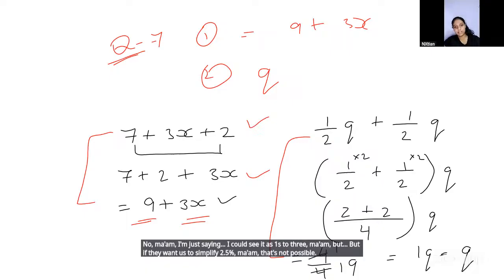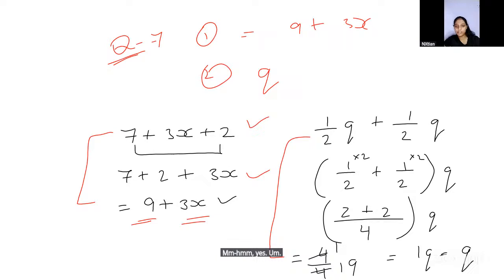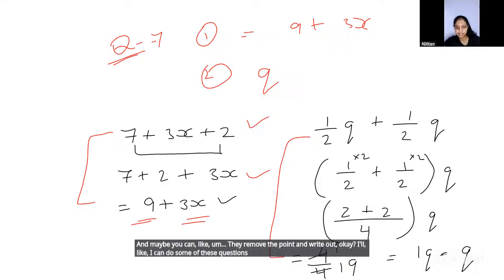Yes, 1:3 is the answer. If it is in decimal, it is like 1:3. And maybe you can remove the point and try it out. I can do some of these questions with you in class itself.